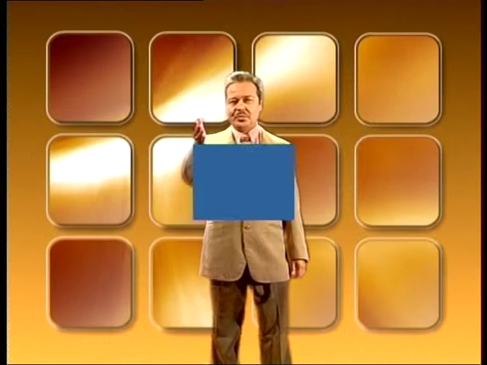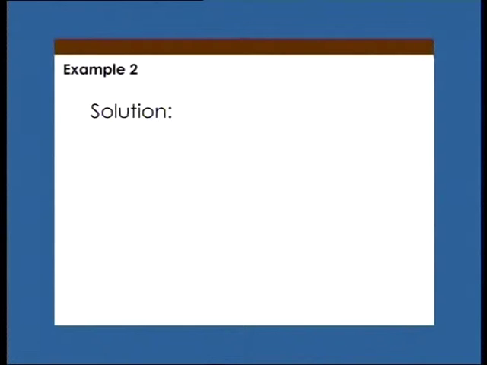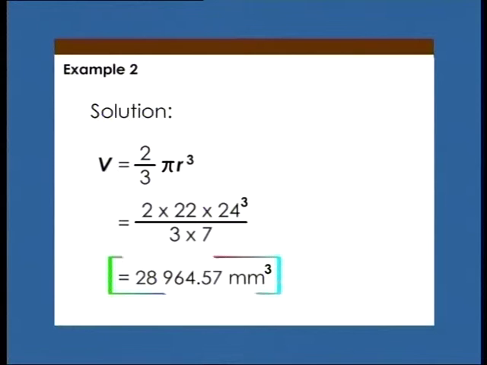Example 2. Calculate the volume of a hemisphere with a radius 24 millimeters. Take pi equals 22 over 7. Solution. V equals 2 over 3 pi r cubed, equals 2 times 22 times 24 cubed over 3 times 7, equals 28,964.57 cubic millimeters.